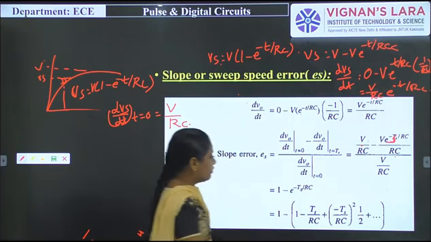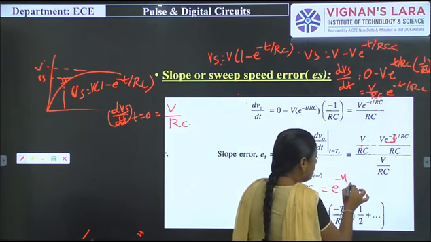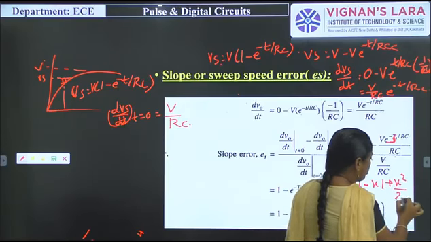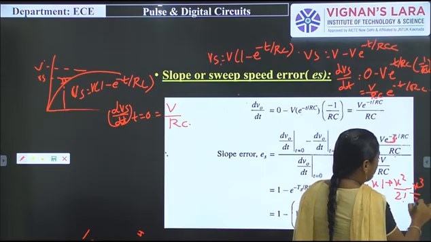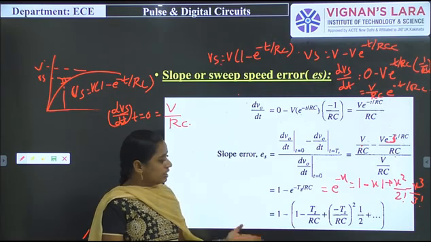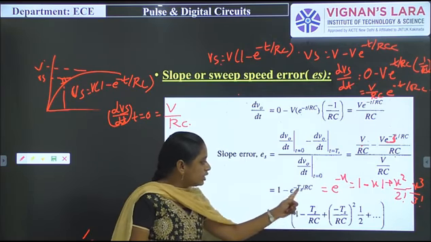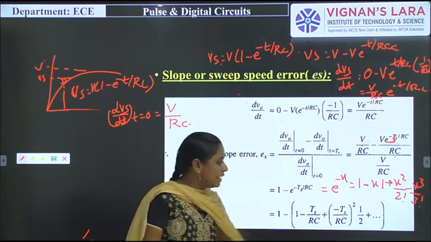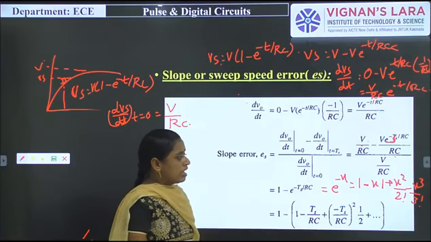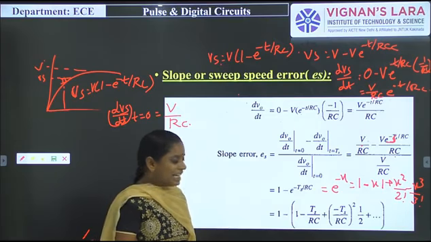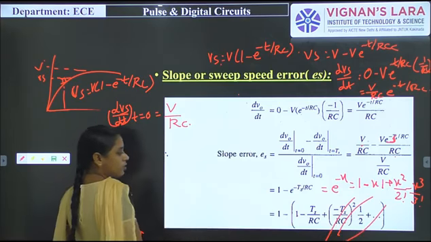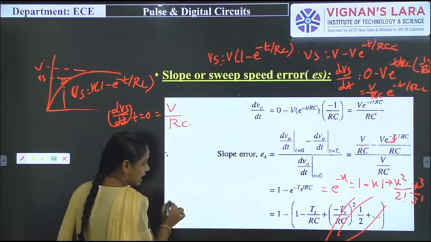Here we know what is meant by e power minus x, that is 1 minus x by 1 factorial plus x square by 2 factorial minus x cube by 3 factorial and so on. We have to apply this condition. So we get 1 minus Ts by Rc plus Ts by Rc whole square by 2 and so on. Then we have to neglect the terms of more than 2 terms, so we have to neglect these terms.